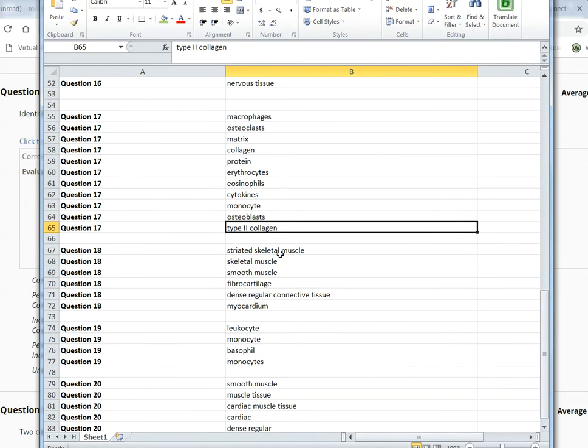Well, there were striated skeletal muscle, smooth muscle, fibrocartilage, dense regular connective tissue, myocardium. Again, you've got to understand and remember the criteria for distinguishing one tissue from the other. And this was an example of distinguishing the three different types of muscle that are present in the human body.